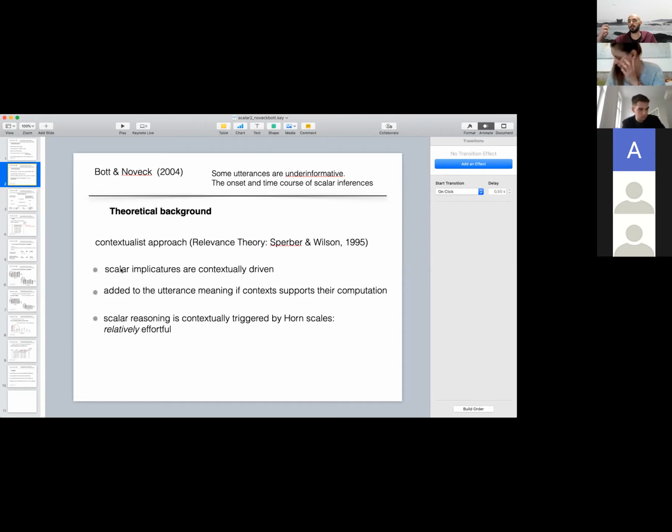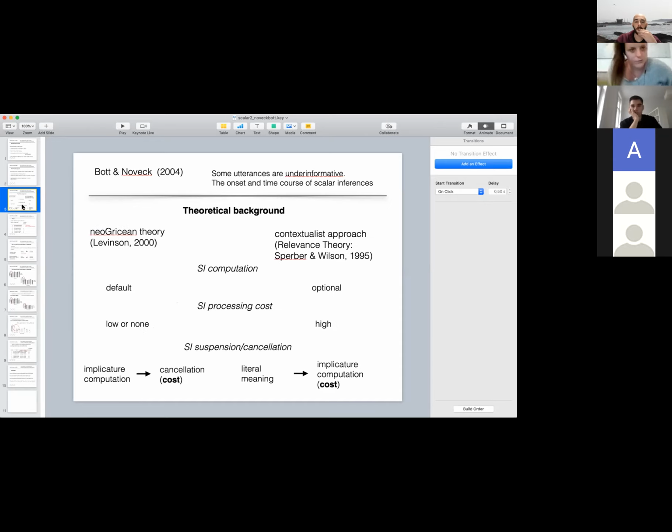The important thing is that you understand the gist of the proposal, which is that scalar implicatures are contextually driven. They are not computed by default anymore, and they're only computed if the context supports their computation. And their computation is relatively effortful. So you see the differences between the two approaches, right? In the Neo-Gricean theory, you always compute the implicature, and then, if they're not supported, you have to cancel them. And you have a cost when you cancel the implicature.